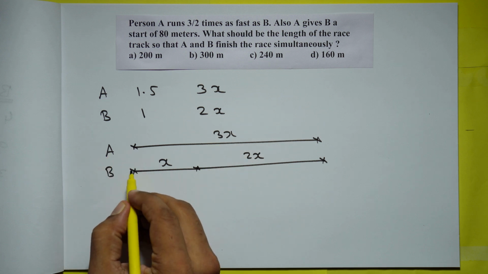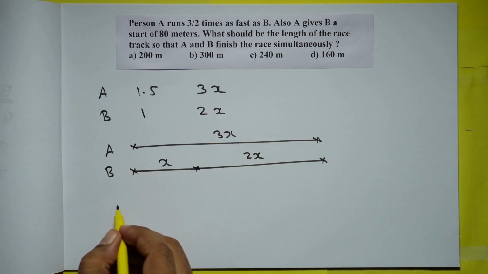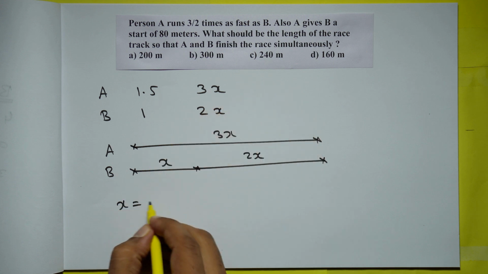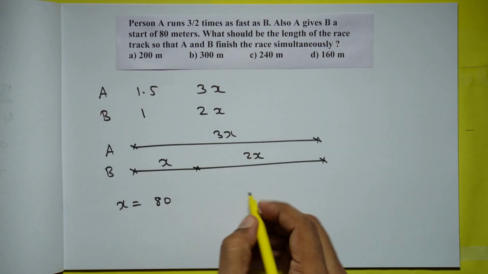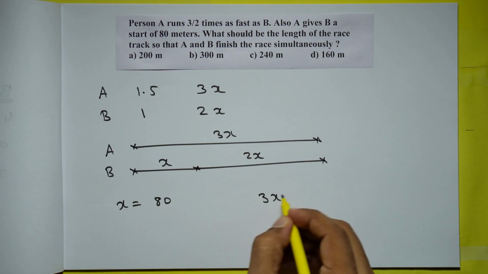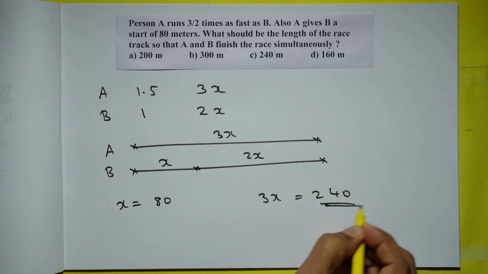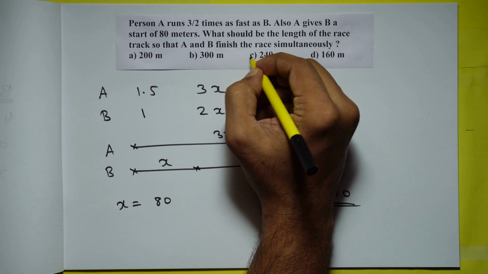And A can give B a start of x meters. And that x is given as 80 meters. So x is equal to 80. And what should be the length of the racetrack? Length of the racetrack is 3x. So 3 times 80 is 240. So the length of the racetrack is option C, 240.